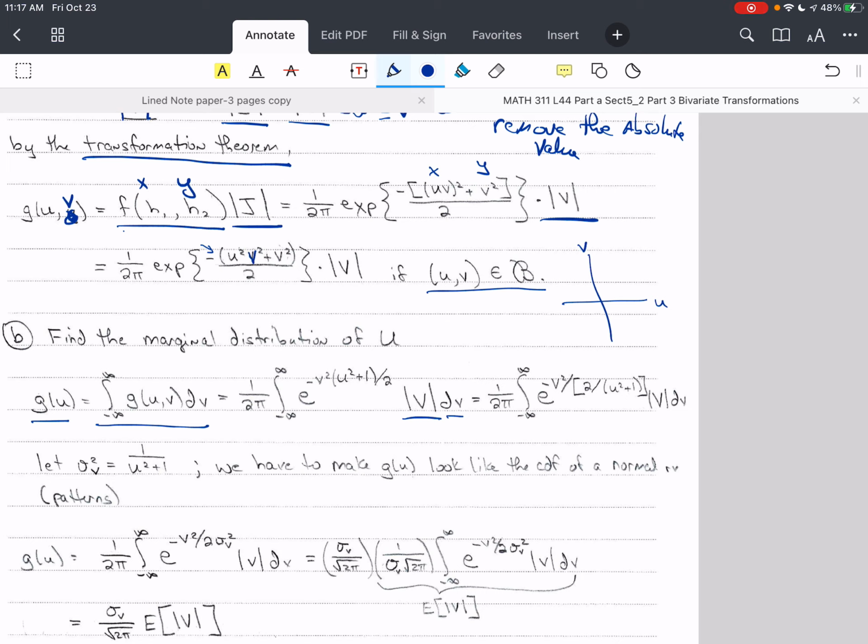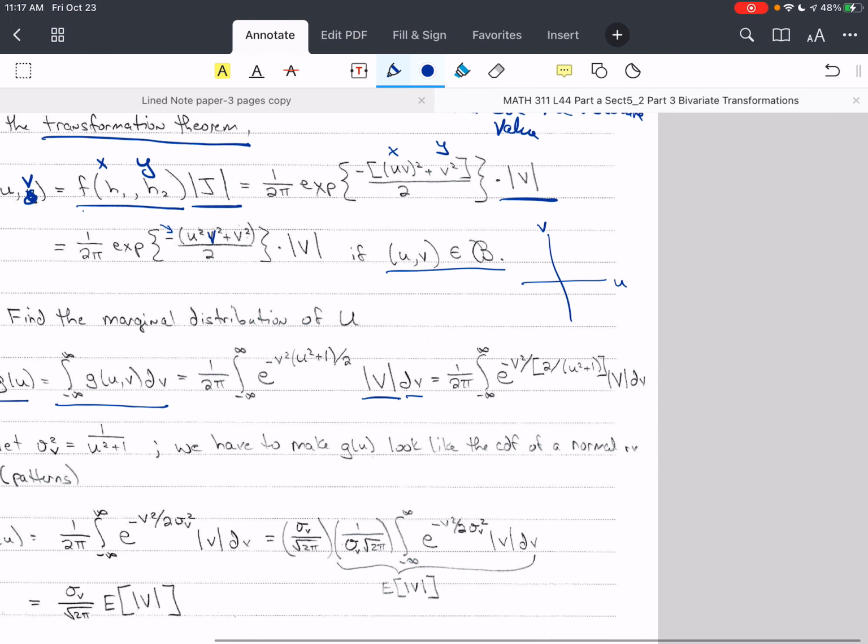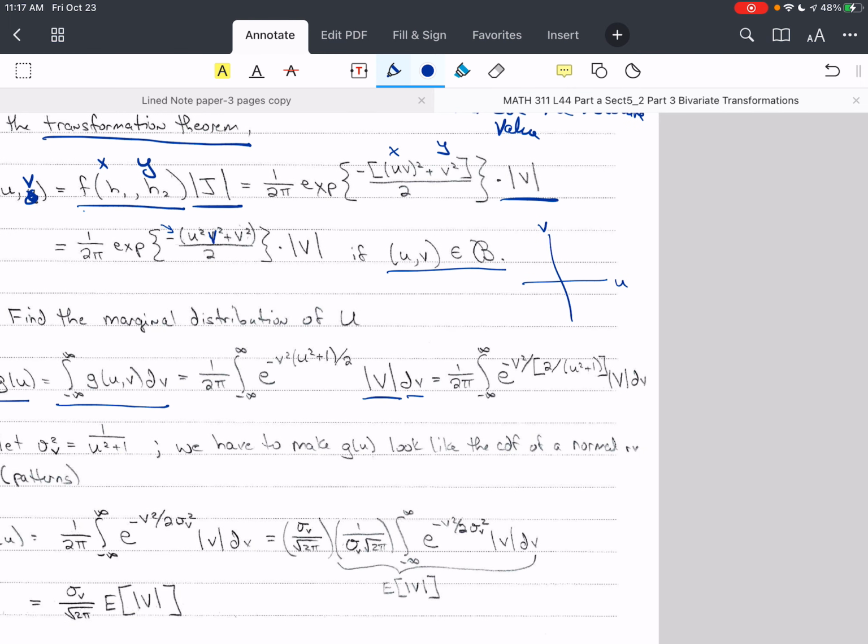Now, since I don't want to have to evaluate this integral, I want to take this and make it look like a normal distribution somehow. And if you remember what the PDF of a normal distribution looks like, f of x equals 1 over sigma x square root of 2 pi, and then exp of negative x minus mu x squared over 2 sigma x squared. Okay, so we're going to try to get it to look something like this.